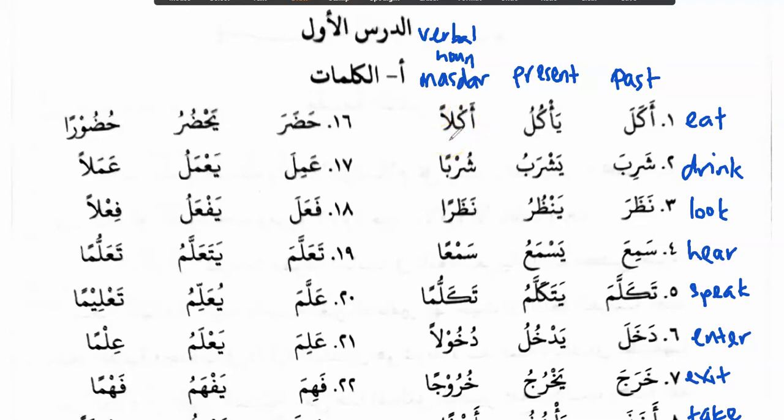Like you say, a bite, take a bite of something. Akalan. Alright, okay, now going to this part. Right, so that's shariba, drank. Yashrabu, drink, he is drinking. Shurban, a drink or a sip. Right, a sip. Shurban is a sip. Okay, so it's something that becomes a noun.